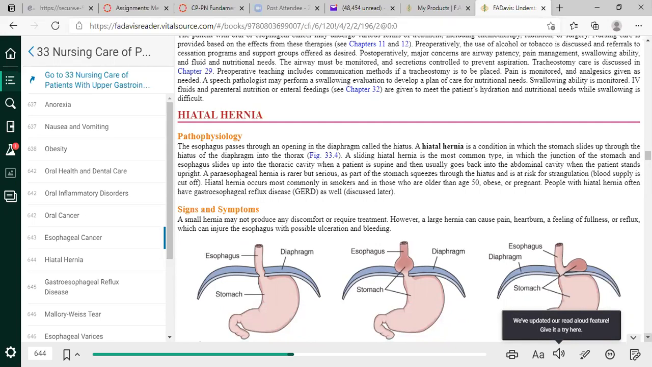A small hernia may not produce any discomfort or require treatment. However, a large hernia may cause pain, heartburn, a feeling of fullness, or reflux, which could injure the esophagus with possible ulceration and bleeding.